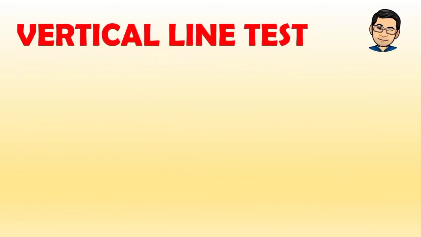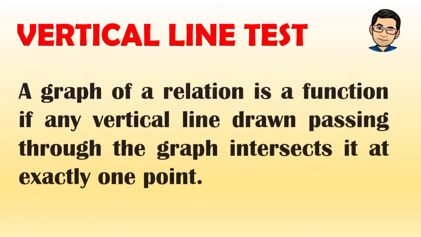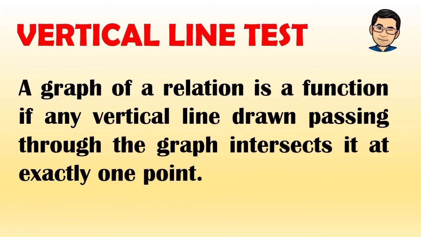Next, we have vertical line test. A graph of a relation is a function if any vertical line drawn passing through the graph intersects it at exactly one point. So, isang way din para malaman kung ang given graph natin is a function or not kapag gagamit tayo ng vertical line test. Kailangan ini-intersect lang niya yung graph at exactly one point. Kapag in-intersect niya within 2 points, that is not considered as a function.